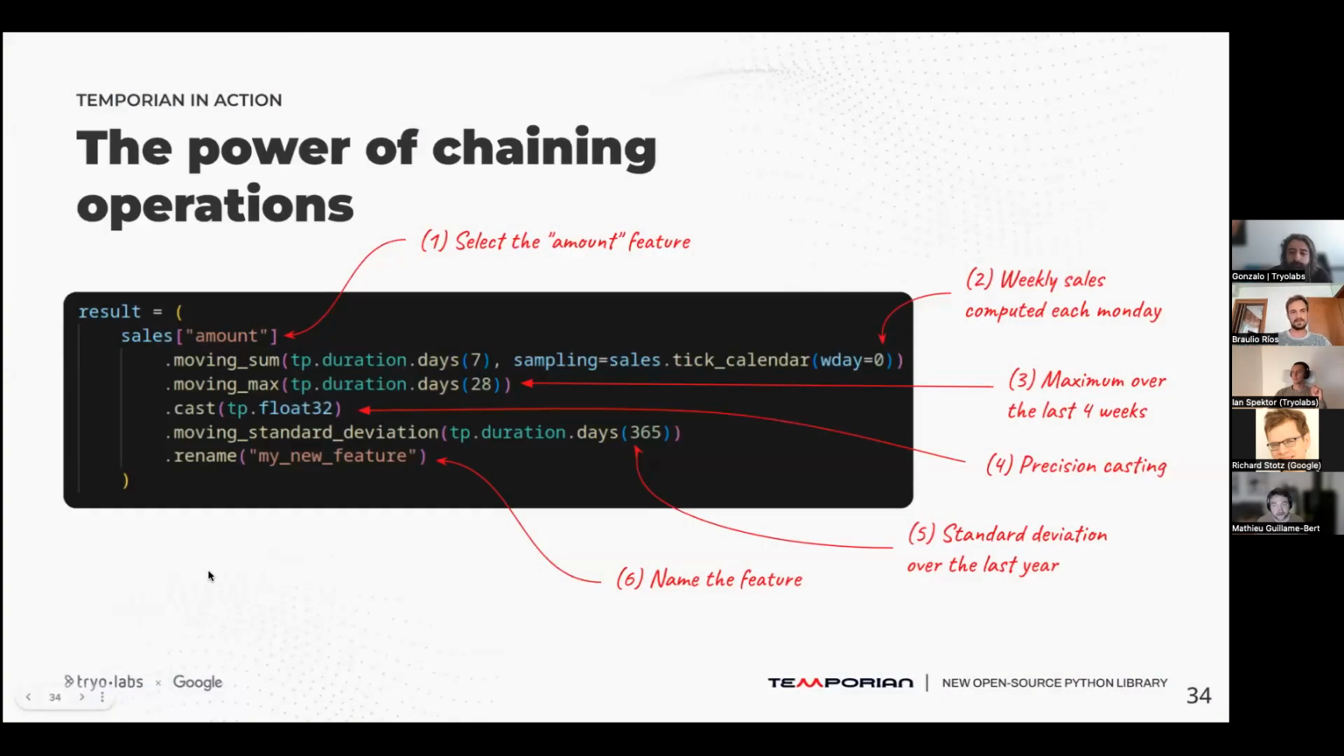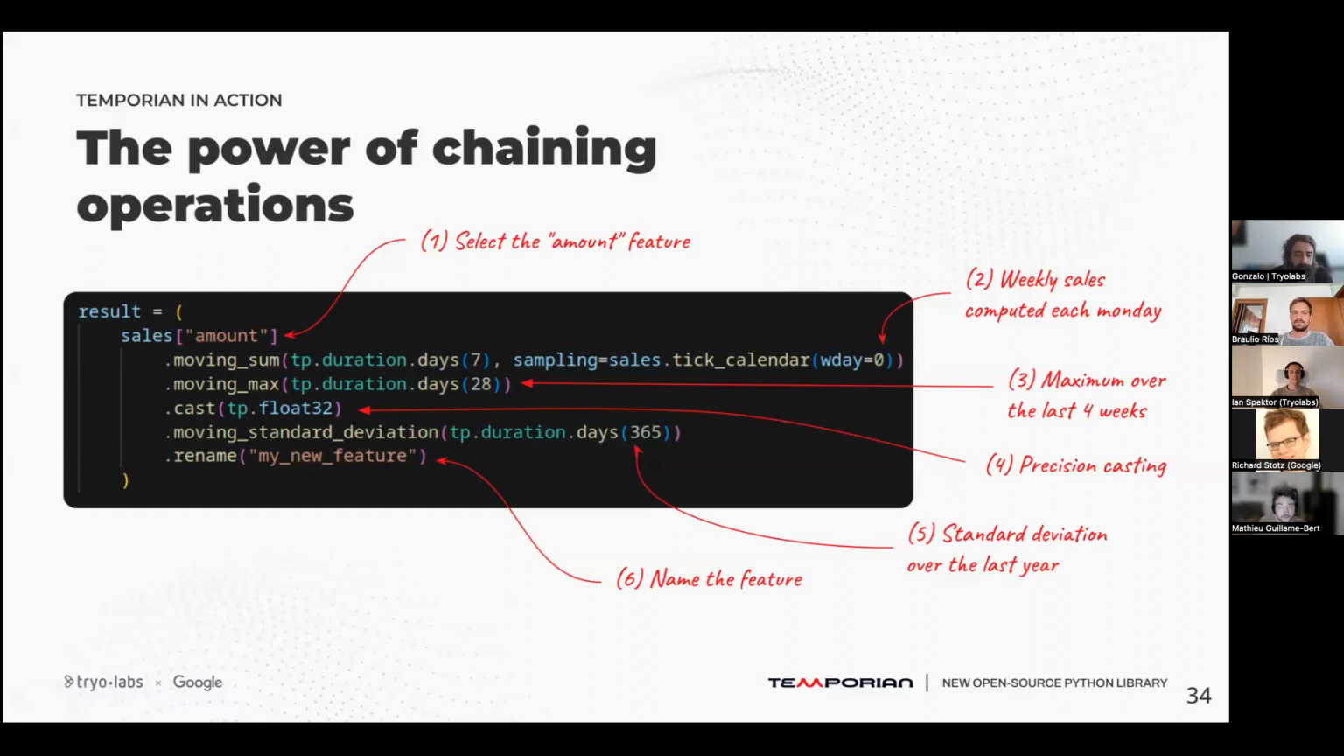Awesome. All right. So at its core, Temporian works by applying simple operations in succession. We call it chaining. And if you're familiar with chaining in Java or JavaScript, this is exactly the same. On this slide, I show an example with 6 chained operations, which are combined together, and I'll read over them. On the first line, we select the amount feature from the sales event set. This is operation number 1.